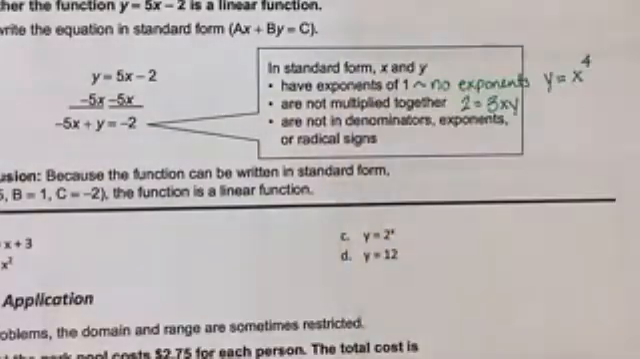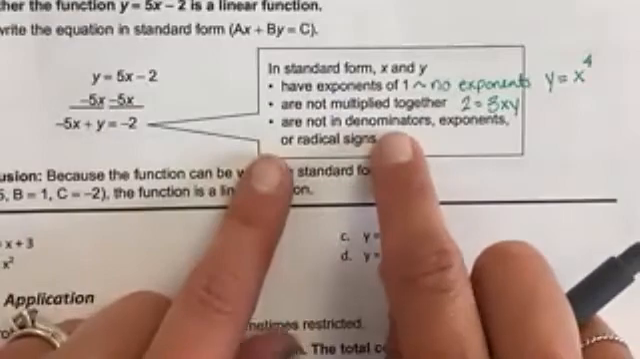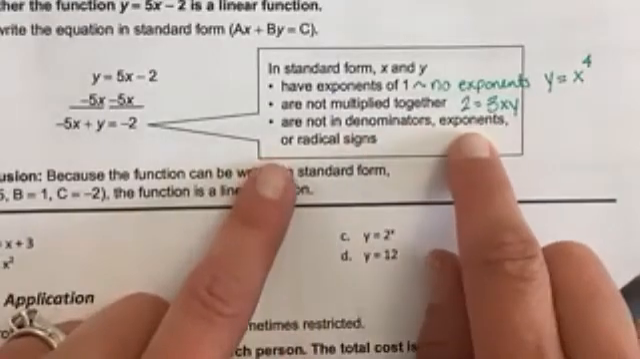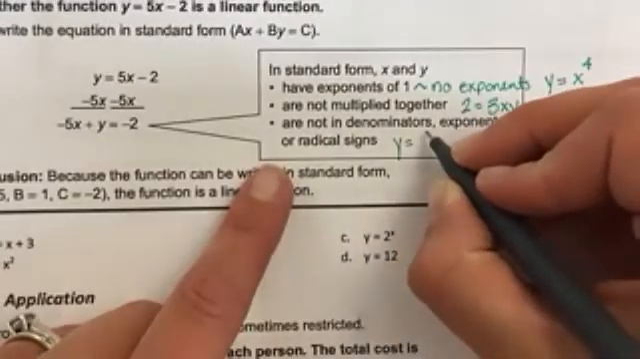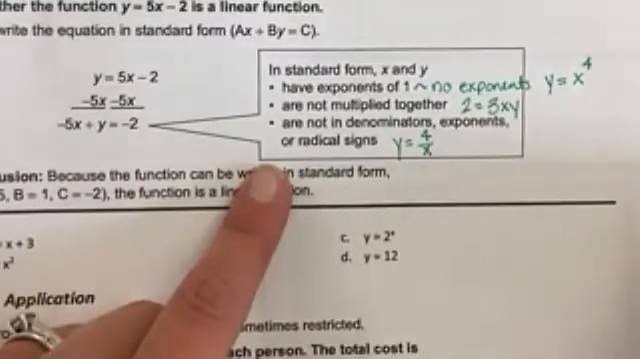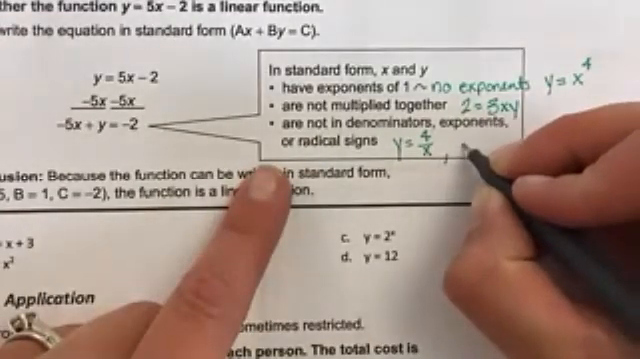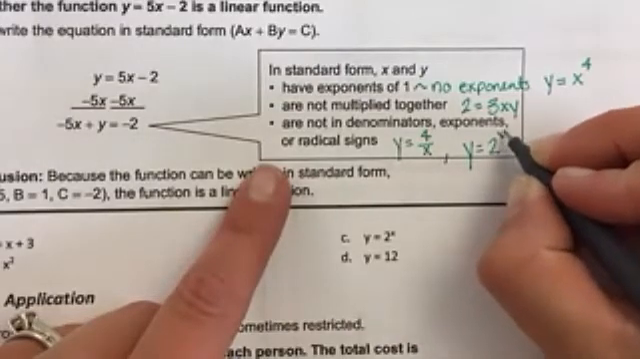Okay, good question. The other rules are that x and y cannot be in the denominator, they cannot be in an exponent, and they cannot be under a radical sign. Just to give you some more visuals, we cannot have x in the denominator, so you cannot have y equals 4 divided by x. It can't be an exponent, so you couldn't have y equals 2 to the x.